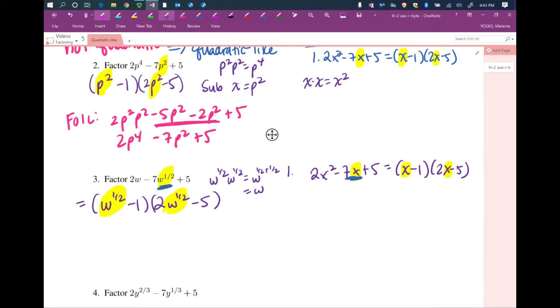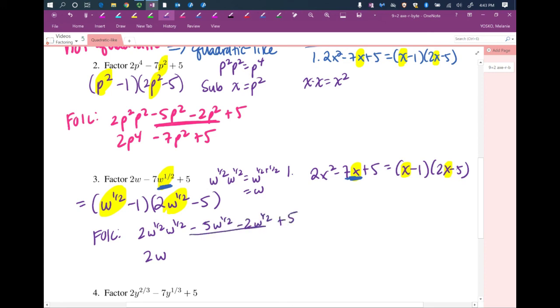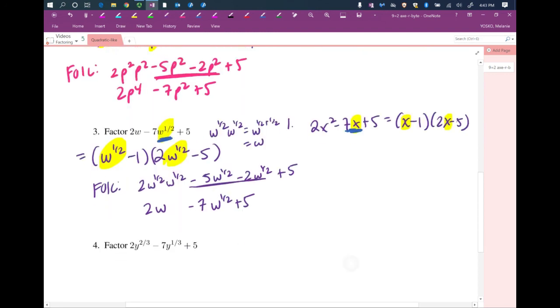So let's FOIL this one just to make sure we did it right. First times the first is 2w to the 1/2 times w to the 1/2. Well, that's 2w to the 1, because 1/2 plus 1/2 is 1. Then we do minus 5w to the 1/2, minus 2w to the 1/2, plus 5. Combine these, you get negative 7w to the 1/2 plus 5. Is that what we started with? Sure is. Okay, let's do another one. Again, I'm going to write down what we did from number 1 just so we can keep re-looking at it.